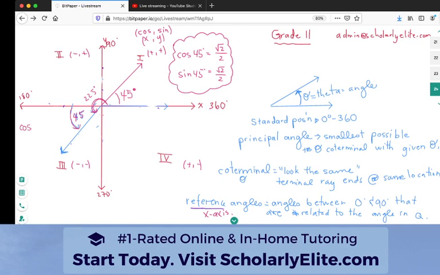So in this quadrant, we know that cosine is negative and sine is negative. So in that case, the cosine of 225 is going to be negative root 2 over 2, and the sine of 225 is going to be negative root 2 over 2.